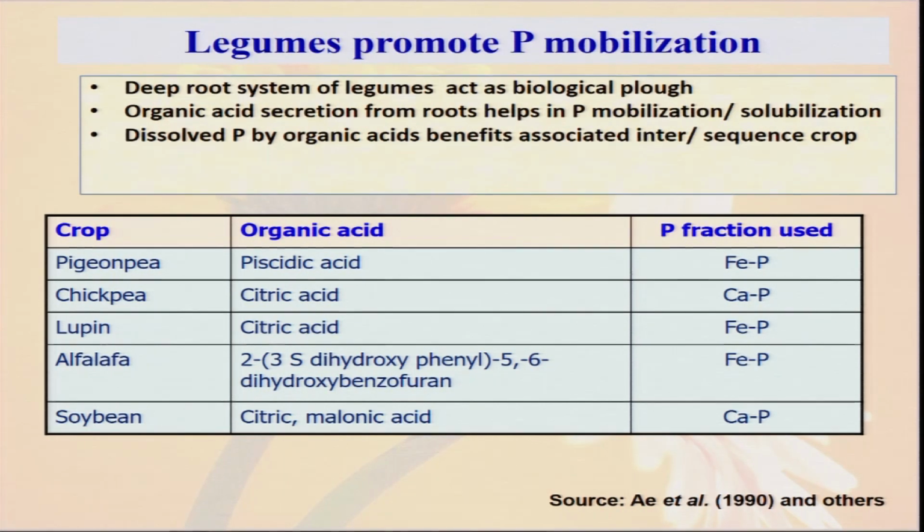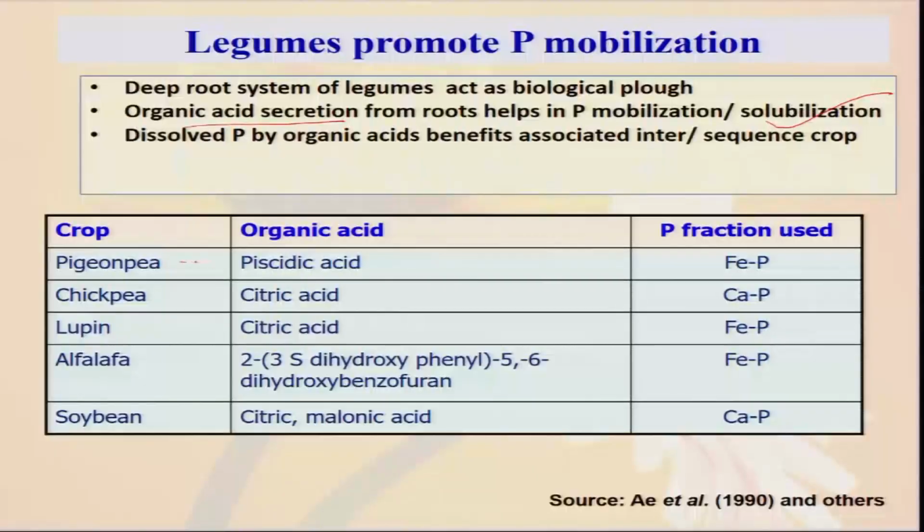Similarly, there is organic acid secretion. There are some leguminous roots from which organic acid is secreted, and this organic acid is very much helpful. It helps eliminate phosphorus constraints and also helps phosphorus mobilization. So, when we grow crops in succession, their yield will be better and the system will be good. There are different types of organic acids. Pigeon pea secretes citric acid, chickpea also citric acid, lupin also citric acid, and soybean both citric and malic acid.